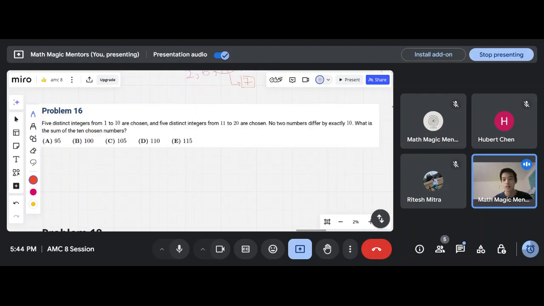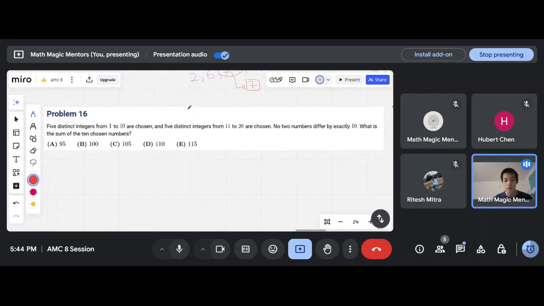And so problem 16 reads: 5 distinct integers from 1 to 10 are chosen, and 5 distinct integers from 11 to 20 are chosen. No two numbers differ by exactly 10. So what is the sum of the 10 chosen numbers?